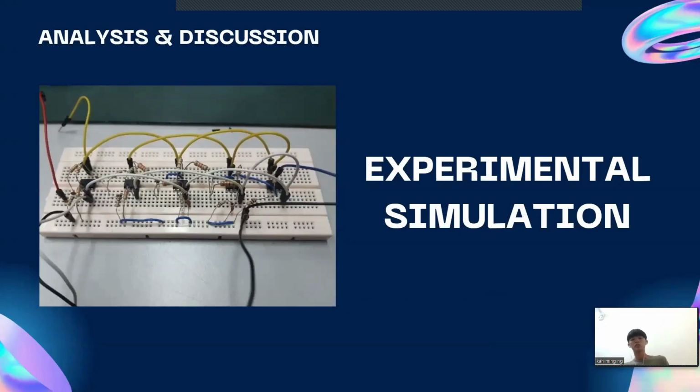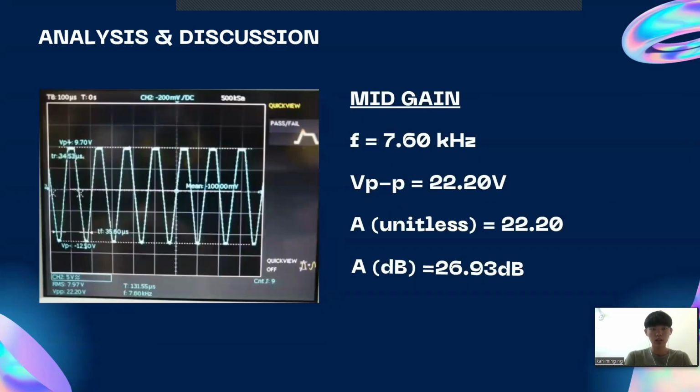For the analysis and discussion, here is our experimental simulation picture. So you can see our circuit here. Here's the op-amp, the resistor, and the capacitor, and you can see there are some jumpers here. Okay, so next, this is the result for our mid gain.